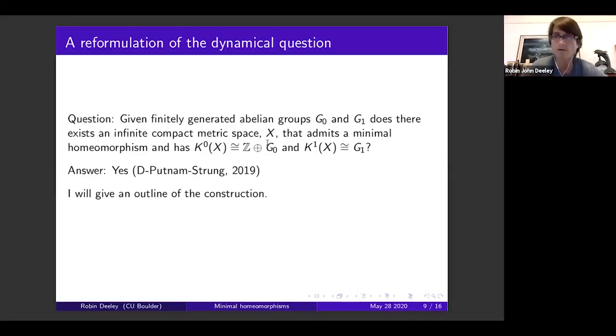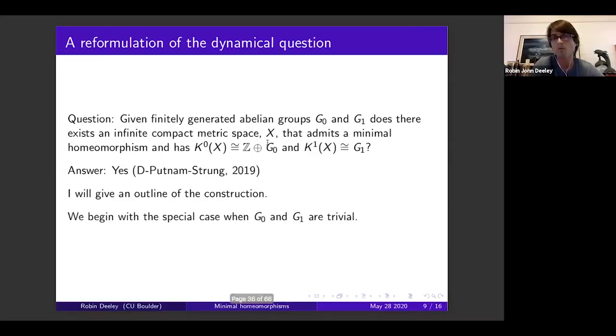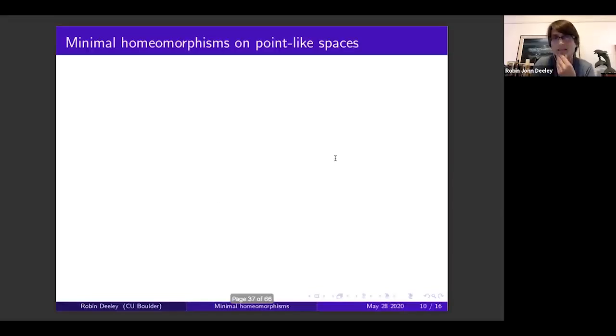We're going to start with what you might think is the easiest case in some sense. I'm going to describe why it's not the easiest case, but why not start with the beginning? The beginning is that these groups are trivial groups. So we're looking at a space which only has K0 isomorphic to the integers, and K1 is going to be the trivial group. So first of all, why is this not the easiest case? Well, the Euler characteristic of this space is going to be 1, so in particular it's non-zero. So we definitely can't do this with a finite CW complex. Our space has to go outside of that class of nice spaces. Okay, so we refer to these spaces as point-like spaces.